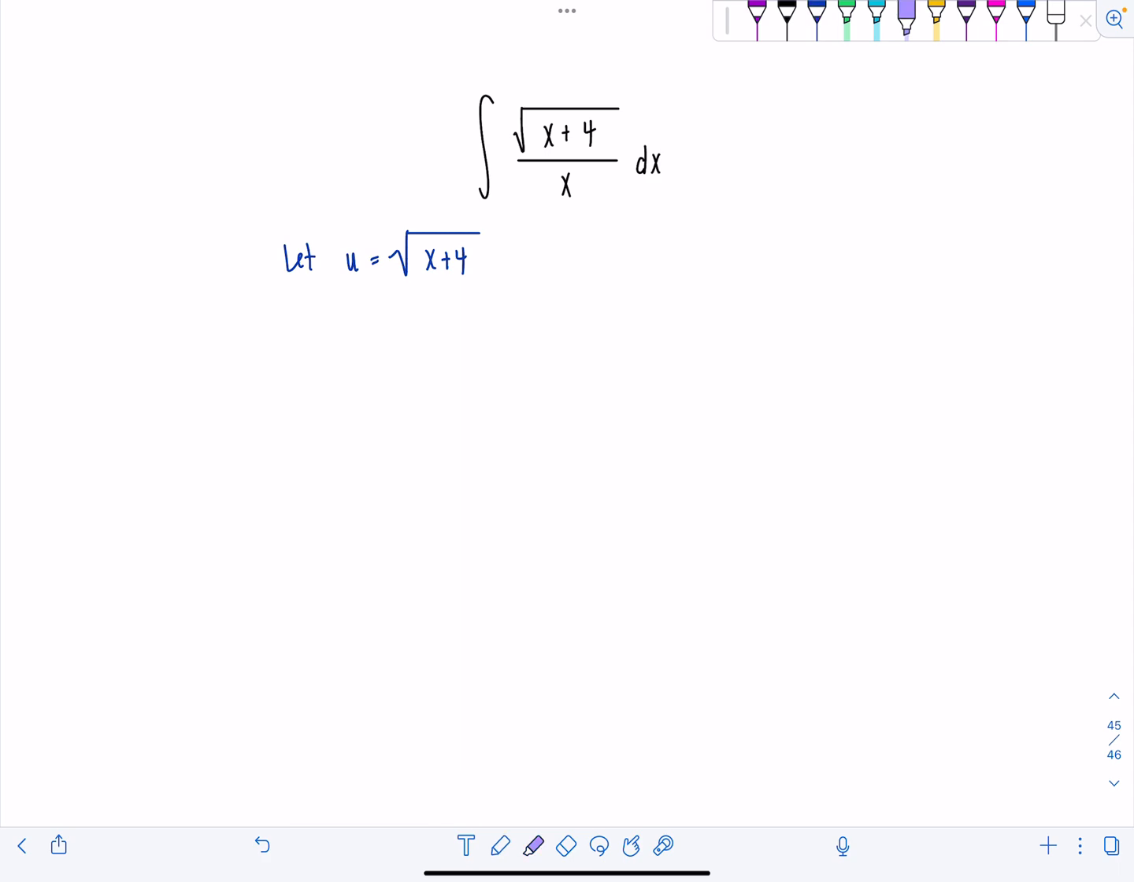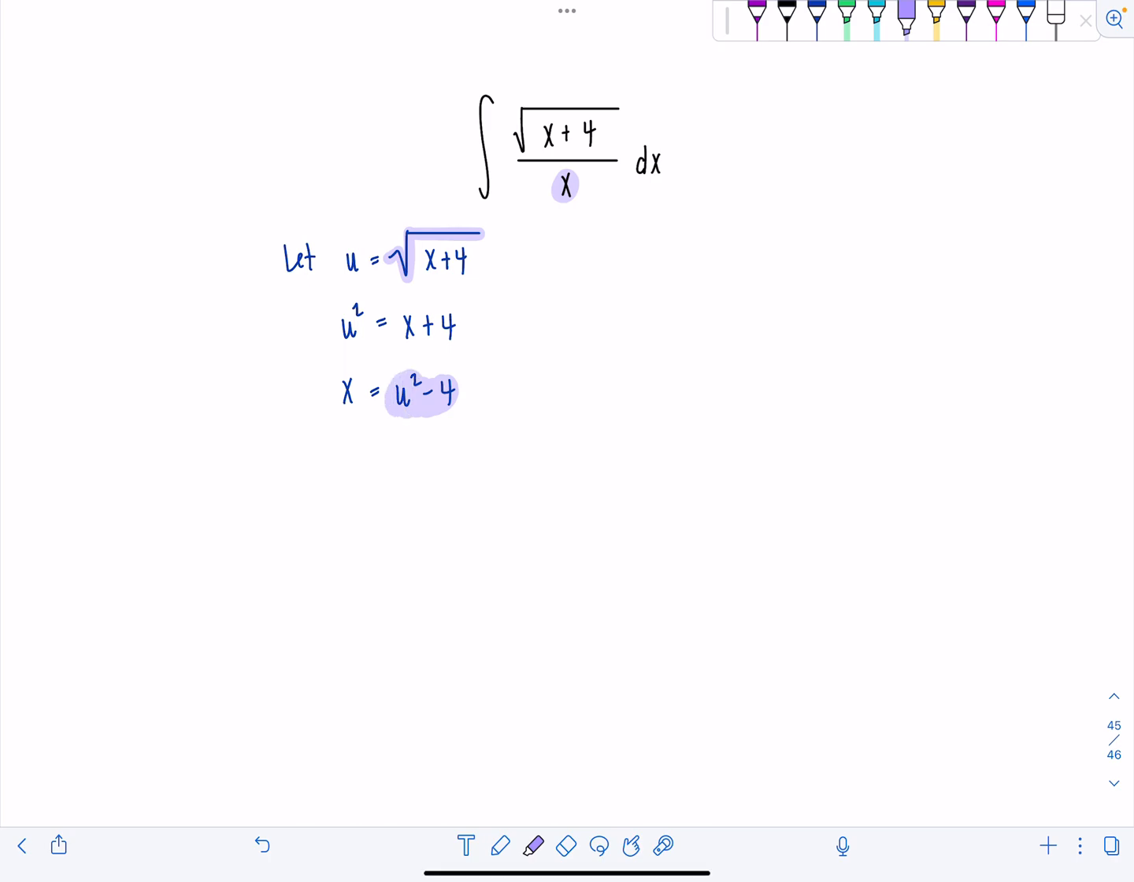If you notice, I have plain old x in the denominator, and since in this substitution x is underneath the radical, I'm going to solve for x in terms of u right now. So squaring both sides, u squared is equal to x plus 4, which means x is equal to u squared minus 4. Okay, so that's what we will replace x with in the denominator.